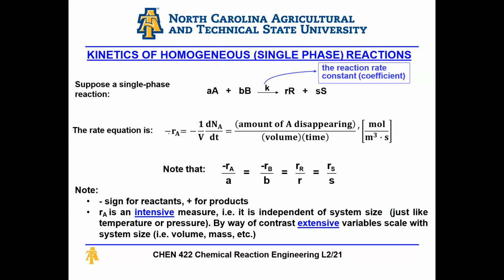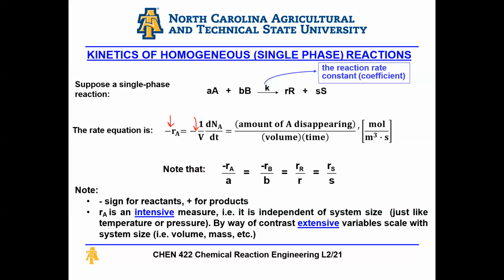So it's important to note that if I'm representing the reaction rate in terms of a component that's being consumed, I always have a minus sign, right? If I'm writing the reaction rate in terms of a component that's being produced, I will always have a plus sign. So be careful of these signs when writing your expressions. And the units of the rate equation are amount of A disappearing per volume per time, moles per meter cubed per second.